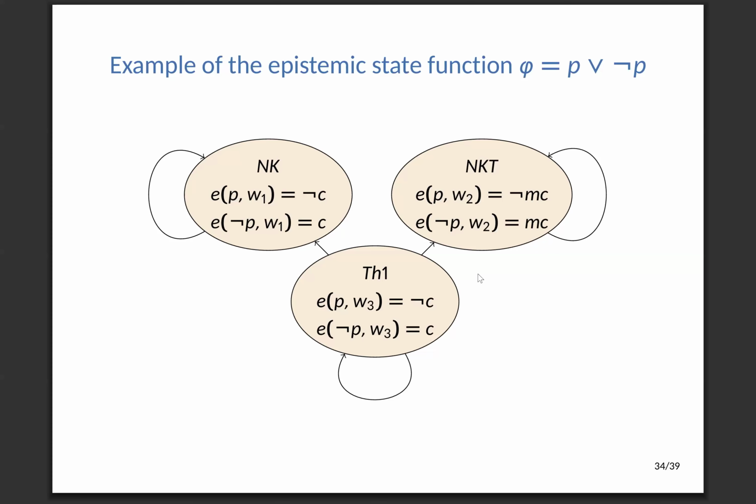Here again is a small example. If we have a different relation, different types of cells, different relations. And here we constructed the epistemic state function for the formula phi: P or not P. Here is one example for this.